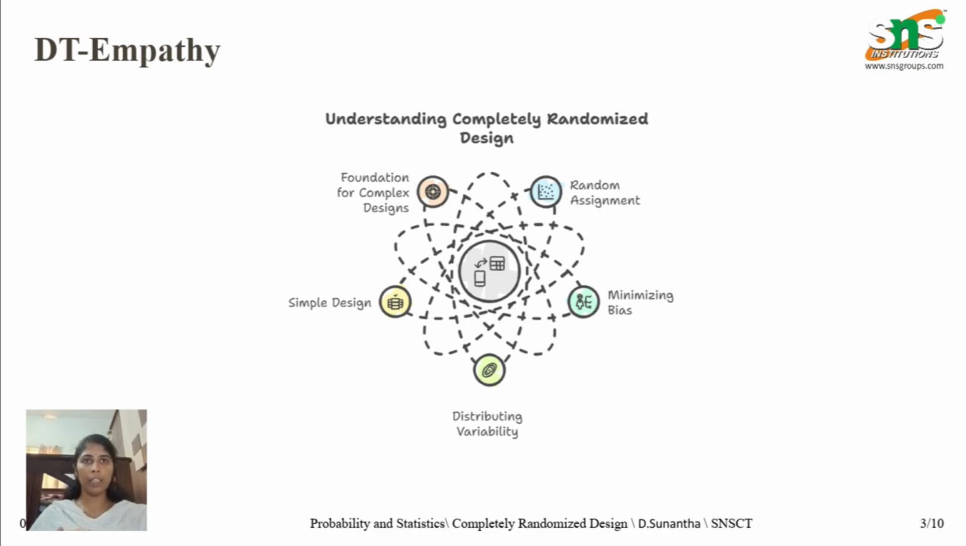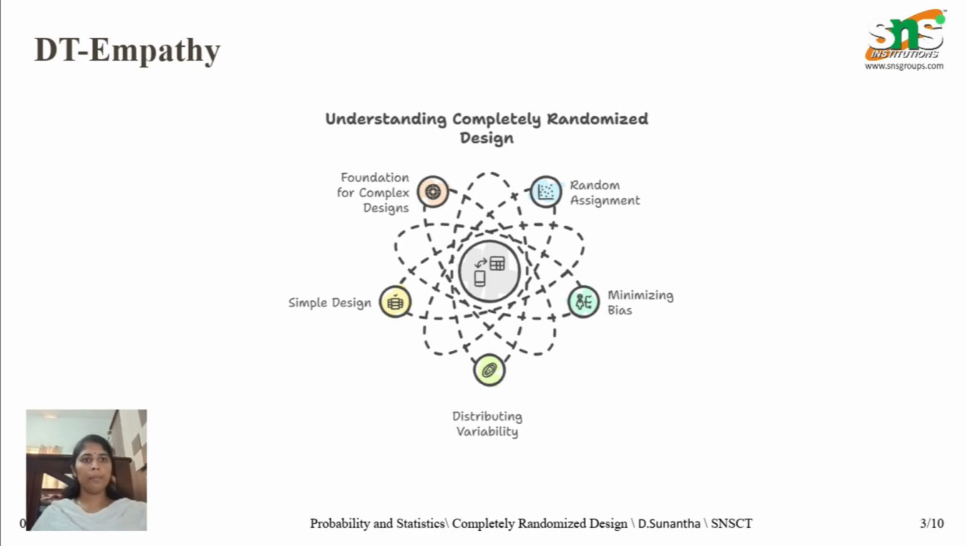Next is the empathy part. What do we mean by empathy? Empathy is about knowing the user needs. Let us understand a real world problem. Imagine a laboratory experiment where all test samples are identical. Here the researcher wants to compare three drugs. He has concerns like avoiding bias, ensuring fairness, and maintaining simplicity. Since all samples are similar, there is no need to group or block. The simplest solution is to assign treatments randomly.